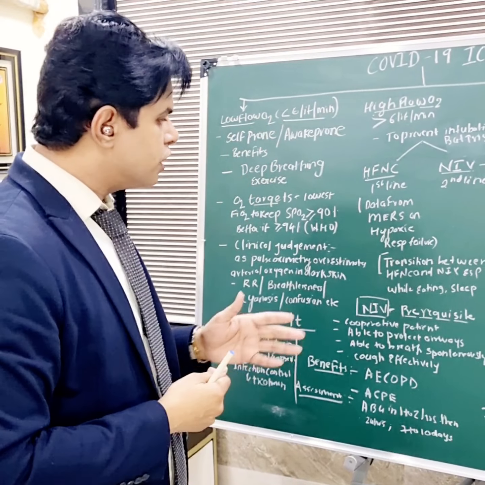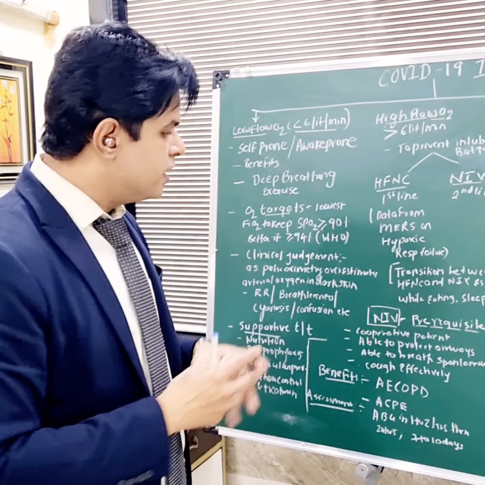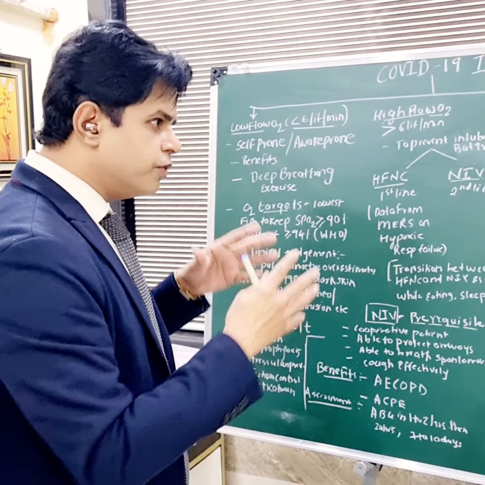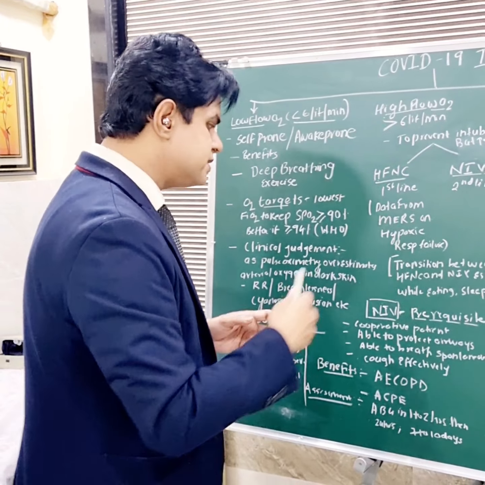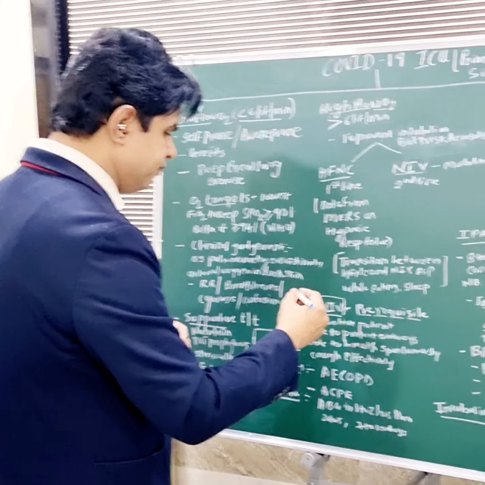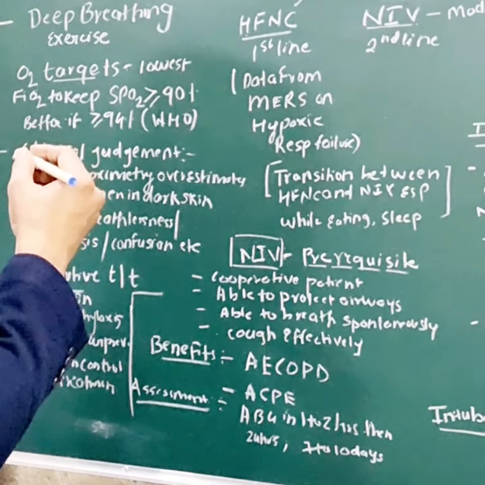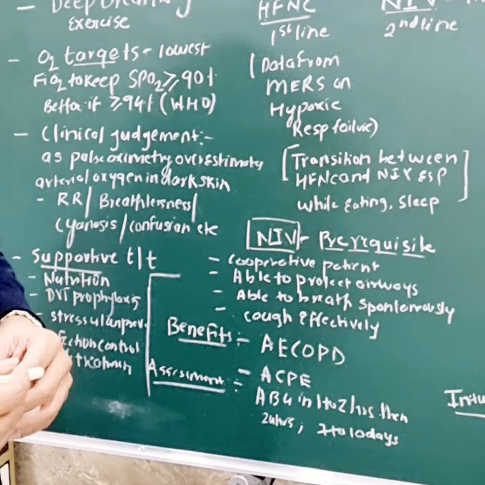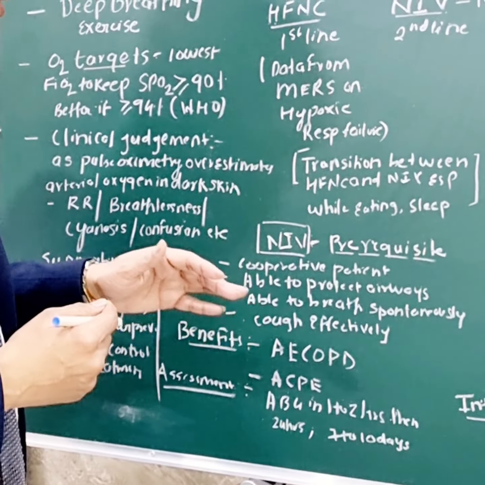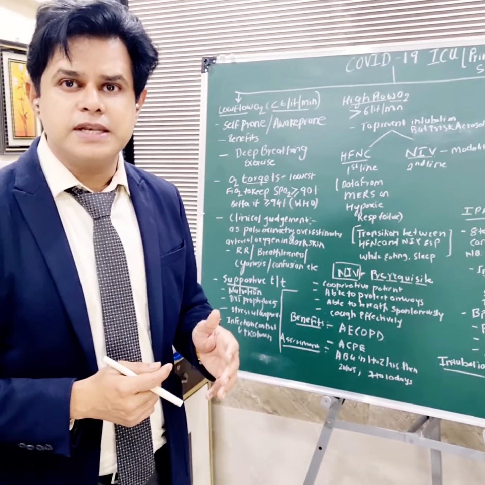Now we will talk about non-invasive ventilation in a patient with SARS corona infection. What should be the prerequisite before you start non-invasive ventilation for this type of patient? First and foremost, the patient should be cooperative. The patient should be able to protect their airways, breathe spontaneously, and cough effectively. These should be the prerequisite conditions for the patients you are considering for non-invasive ventilation.